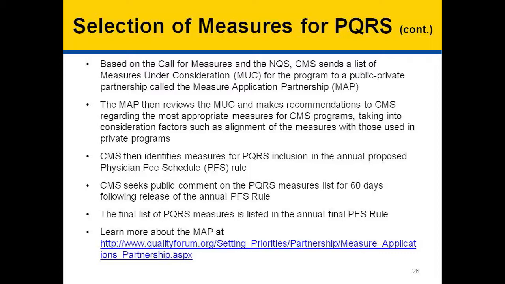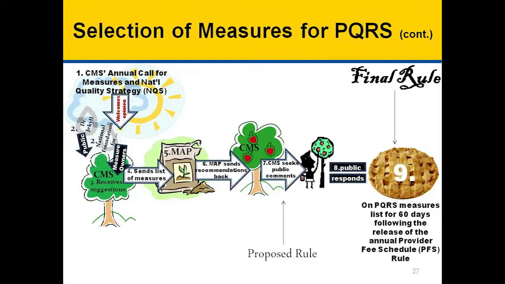CMS then identifies measures for PQRS inclusion in the annual proposed physician fee schedule rule. CMS seeks public comment on the PQRS measures list for 60 days following the release of the annual PFS rule. The final list of PQRS measures is listed in the annual final PFS rule. Learn more about the Measure Application Partnership at this qualityforum.org link. Slide 27 shows a flow chart of the selection of measures for PQRS, from CMS annual call for measures and the National Quality Strategy through posting in the final rule.